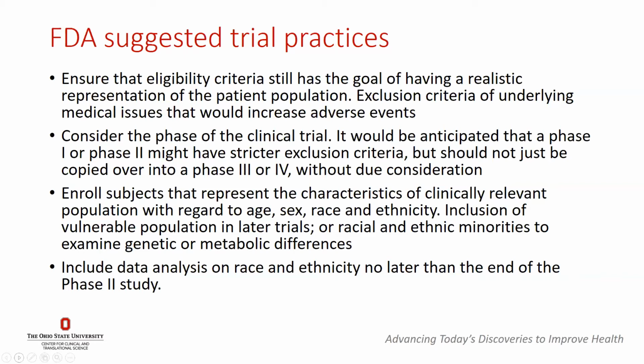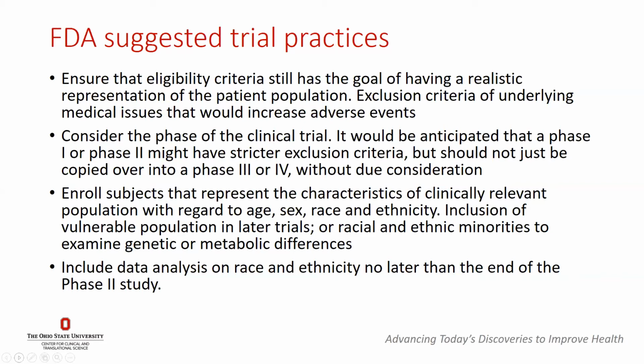You want to enroll subjects that represent the characteristics of the clinically relevant populations with regard to age, sex, race, and ethnicity. Sometimes being able to include some of the more vulnerable populations in later trials, such as the pediatrics or those with some type of impairment, is also suggested, or racial or ethnic minorities to examine genetic or metabolic differences.